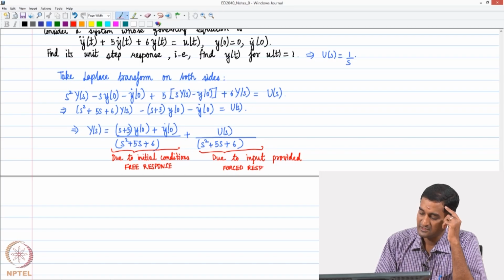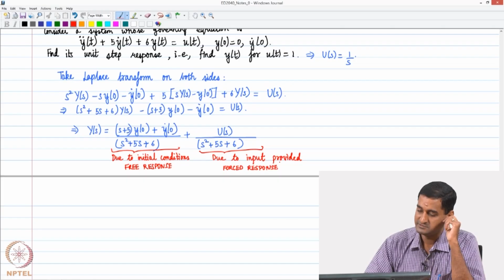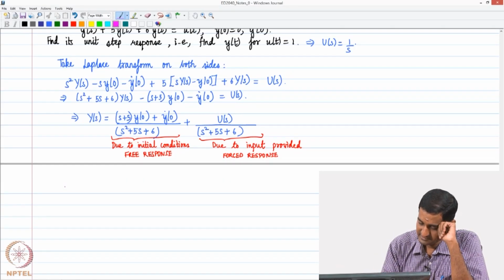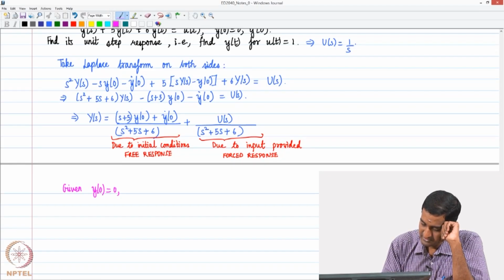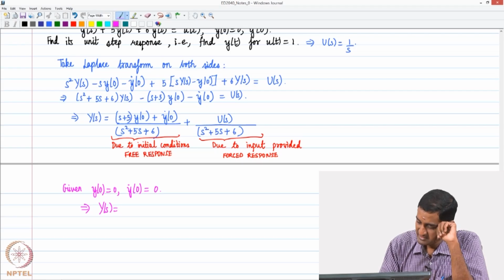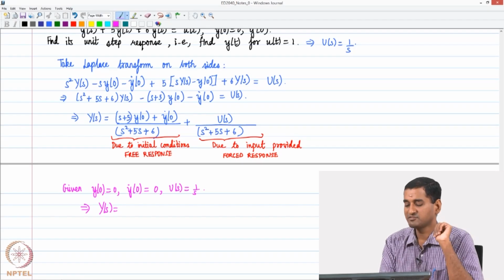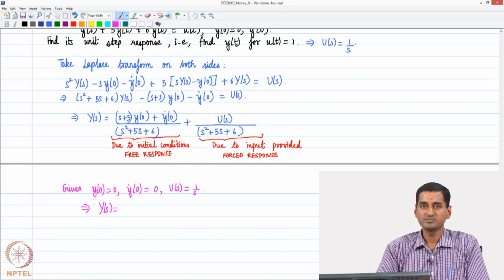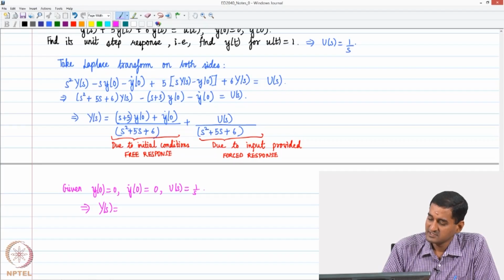Now we substitute. We are given y0 is 0, y dot 0 is 0. This implies that Y of s just becomes, and of course, we are also given U of s is 1 by s. If you substitute, the free response term vanishes, because in this particular problem we have just considered the initial conditions to be 0. So the free response term vanishes, and the forced response term is what we are left with.